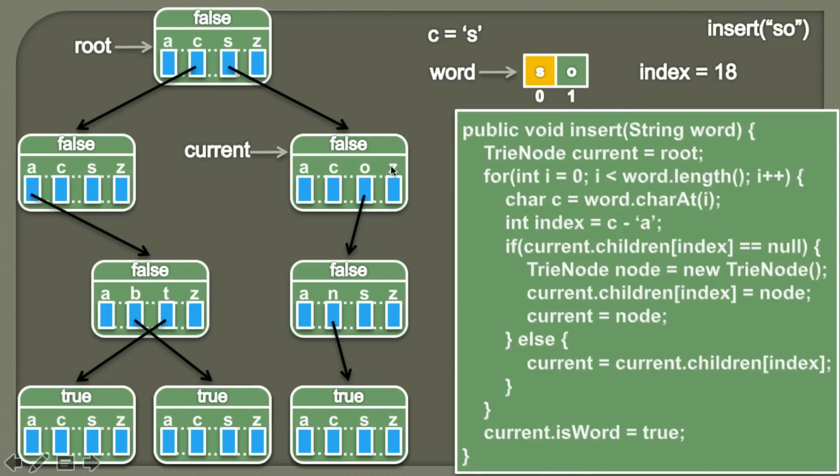Moving ahead, after incrementing the value of I by 1, it becomes 1. So now we'll insert O. We will evaluate the index of O by subtracting A from O. So index is 14.